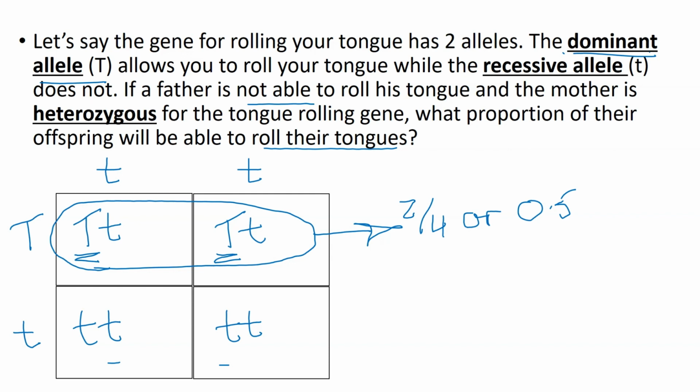Now down here, we see recessive, recessive, recessive, recessive. So from here, just for a bit of additional fun, you can see that 2 out of 4 of the outcomes, or 0.5, will not be able to roll their tongues because they don't have the dominant allele.